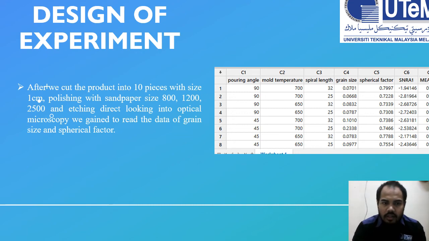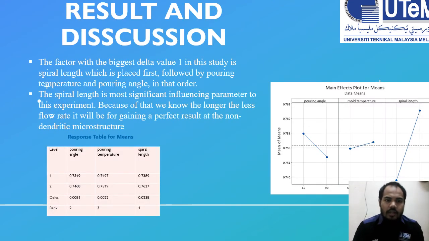Next is the result and discussion. As you can see, the main effects plot for means shows that the spiral length affects the result the most, because the longer the spiral, the lower the flow rate as the metal goes through the spiral channel. The factor with the biggest delta value in this study is spiral length, which is ranked first, followed by pouring temperature and pouring angle. The spiral length is the most significant influencing parameter in this experiment, because the longer it is, the lower the flow rate, to gain a perfect result for the non-dendritic microstructure.